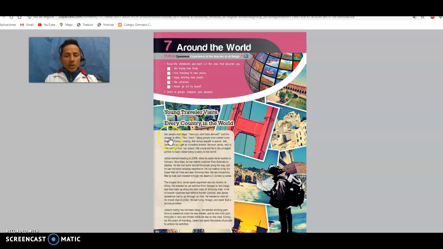You need to circle the words that you don't understand in the whole page. For example, I don't understand what John is. So I circle John, traveler. I don't understand what traveler means. Compared, I don't know what it means. So that's the idea. Activity 1, circle the words that you don't understand. Very important. If you want to, you can write the words here like a list.